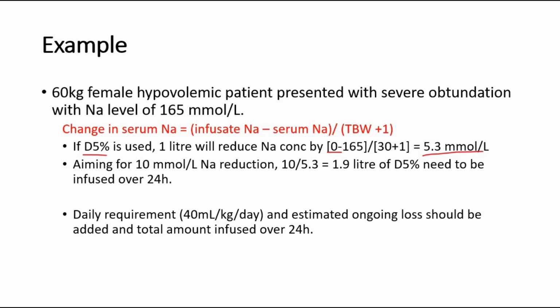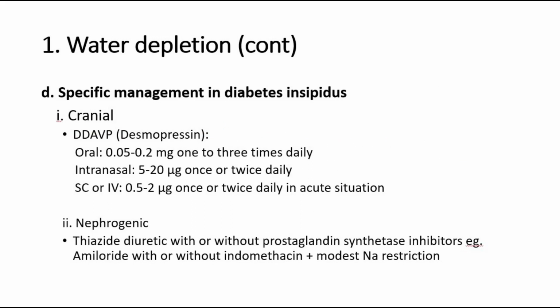Next, water depletion can also be due to diabetes insipidus. And there is specific management for this condition. There are 2 types of diabetes insipidus: cranial and nephrogenic type. For cranial type, we give desmopressin. Oral desmopressin, 0.05 to 0.2 milligrams, 1 to 3 times daily. Or intranasal 5 to 20 microgram, once or twice daily. And subcutaneous or IV, 0.5 to 2 microgram, once or twice daily in acute situations.